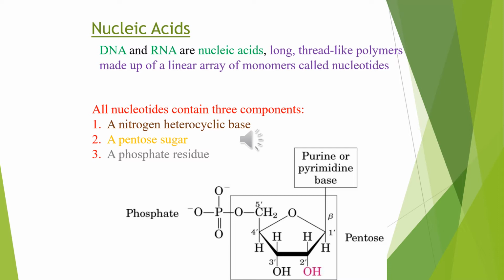In carbon number 2, the OH group disappears in the RNA, while in the DNA, the oxygen atom will be removed, and this is why it is called DNA, which means deoxyribonucleic acid, which means removal of the oxygen atom from it.